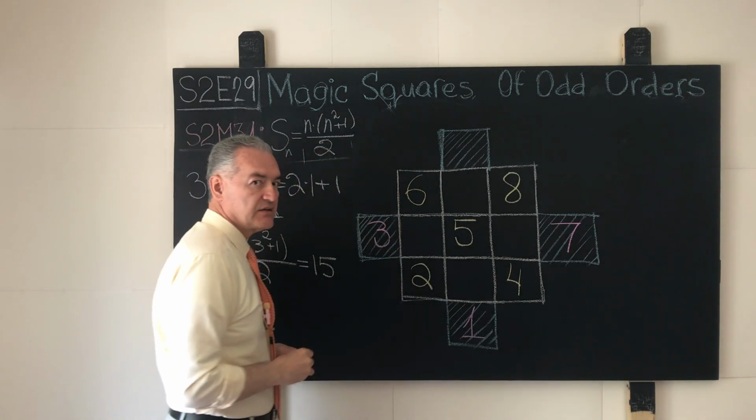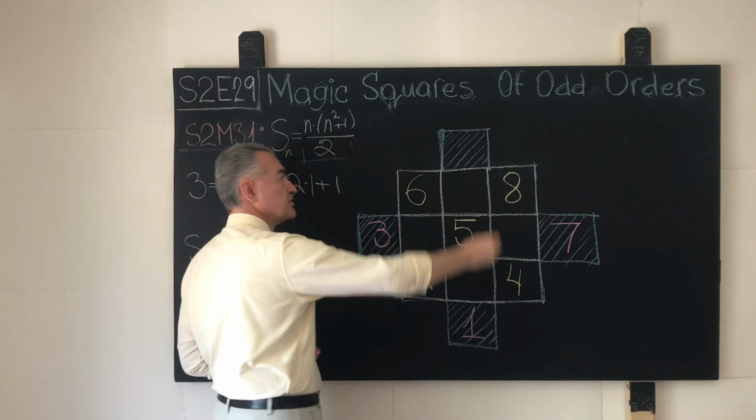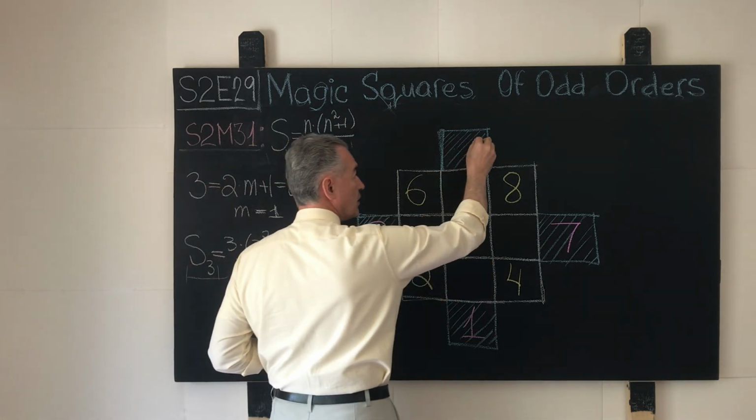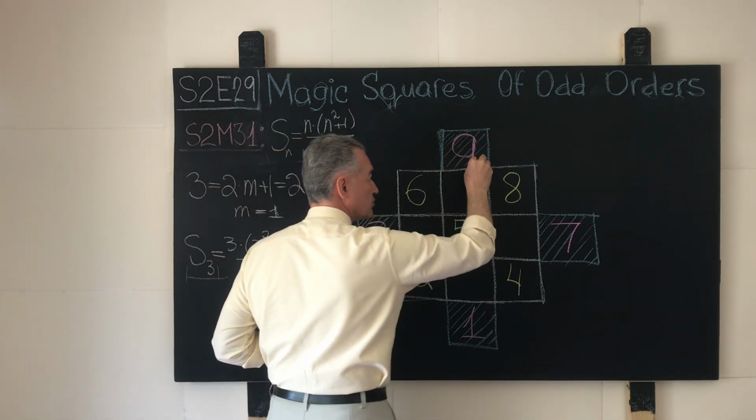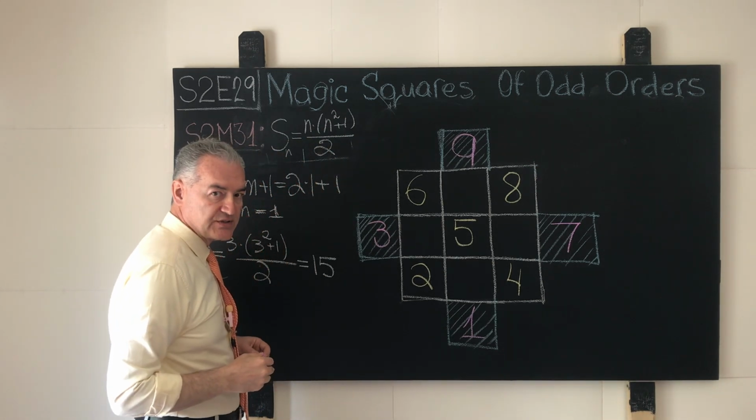And the last and the final number, the n square, or 3 square, is 9. The number will be 9. It is positioned outside the square. We mark it with red. So this is number 9. This completes our step number 3.